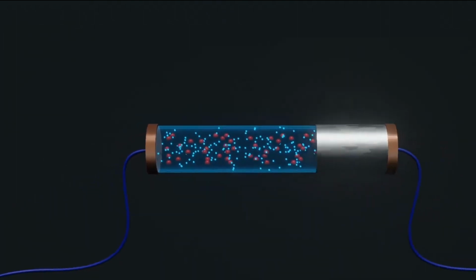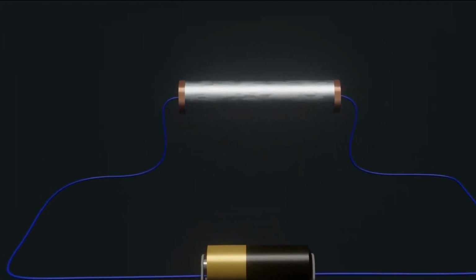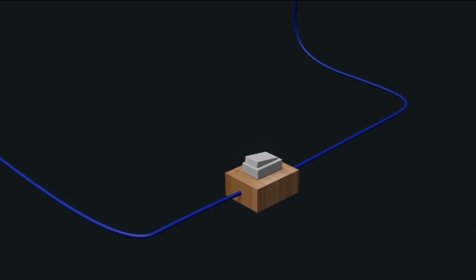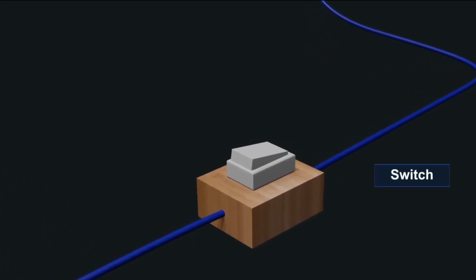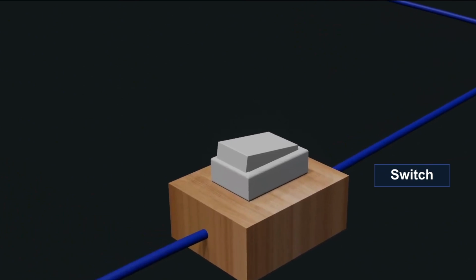Second, the push: voltage. To make electrons move, we need a push. This push is called voltage or potential difference. Think of it like pressure in a water pipe. More pressure means faster water flow. Similarly, more voltage means stronger current.